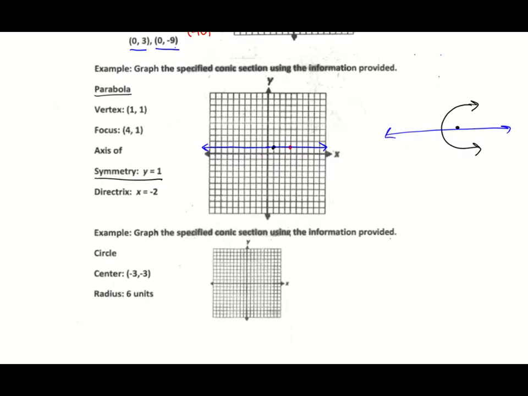So if I go to x equals -2 right here, and I draw a line at x equals -2, that is my directrix. So now I have all those things graphed. I can draw my parabola. It's going to start at my vertex, open up in this direction.